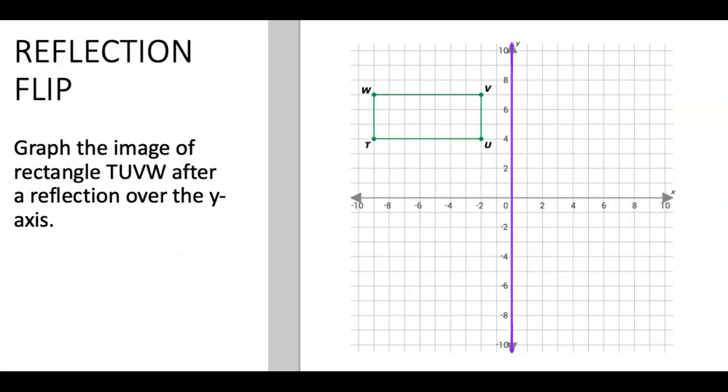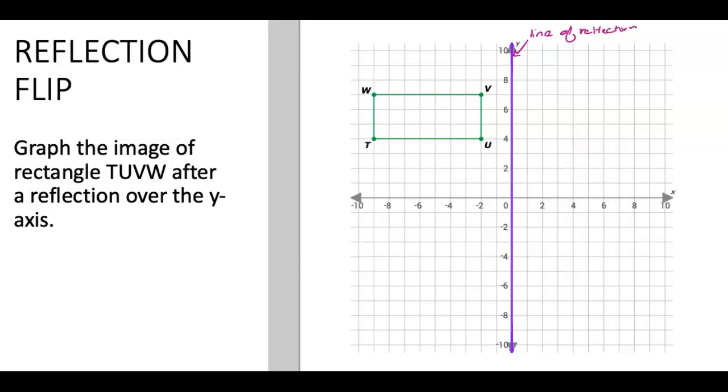Up next, we're actually going to graph an entire figure. Here I have what looks like a rectangle, and I need to graph the image of the rectangle, TUVW, after a reflection over the y-axis. As you can see, they've already highlighted the y-axis for me, but this here is my line of reflection, meaning everything on one side needs to flip to the other side.